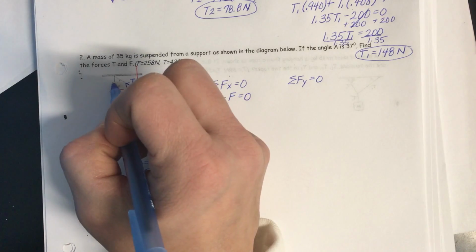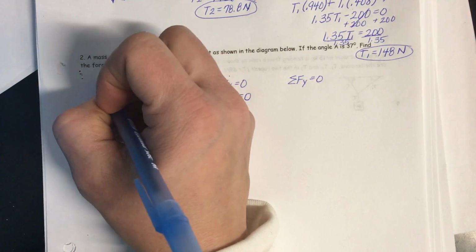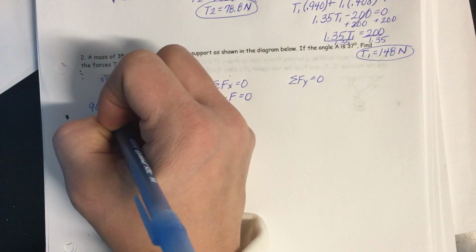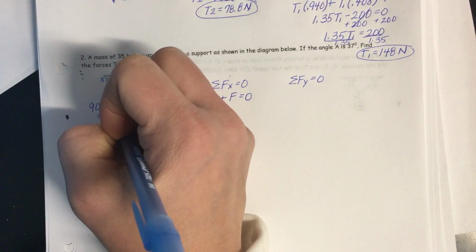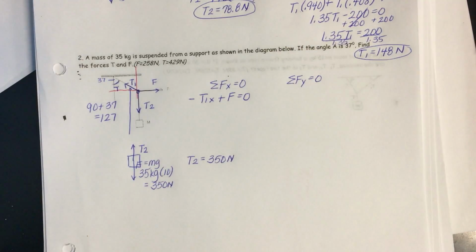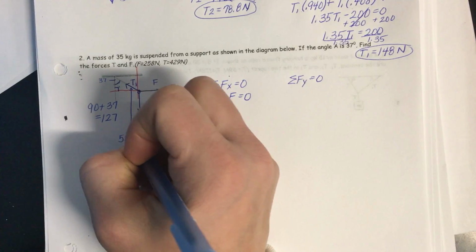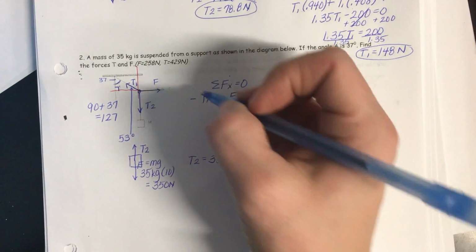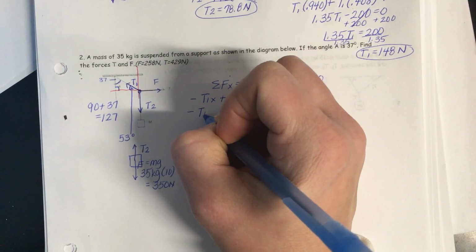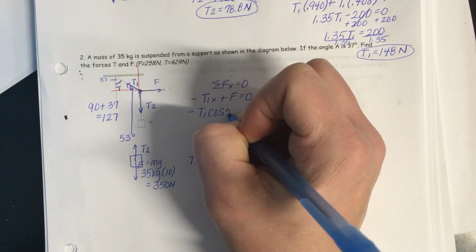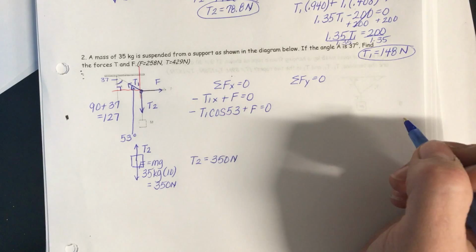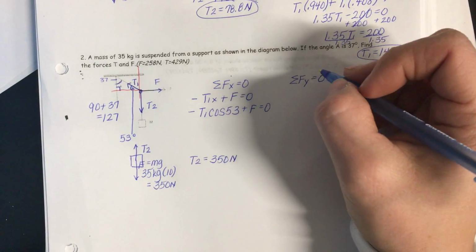And you know that if this angle is 37 here, so 37, this is 90. 90 plus 37 adds together to get 127, which means that this angle right here is equal to 53 degrees. So T1x, if this is 53 degrees, is equal to negative T1 times the cosine of 53 plus F equals 0. So again, we have two unknowns here, so we're going to switch over to the y direction.